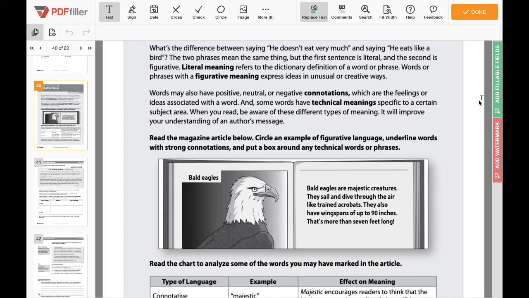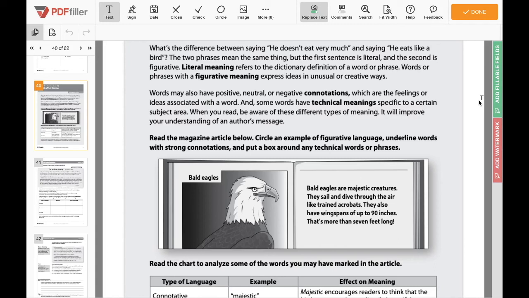Words or phrases with a figurative meaning express ideas in unusual or creative ways. We've talked about similes and metaphors specifically when we were reading The Lottery. We talked a lot about that. A simile would be he eats like a bird, because it's using that word like to compare he, whoever that is, to a bird, right? That's the figurative meaning. He eats very little. So he doesn't eat very much. We're literally just saying he doesn't eat very much. There's nothing to be misunderstood about that.